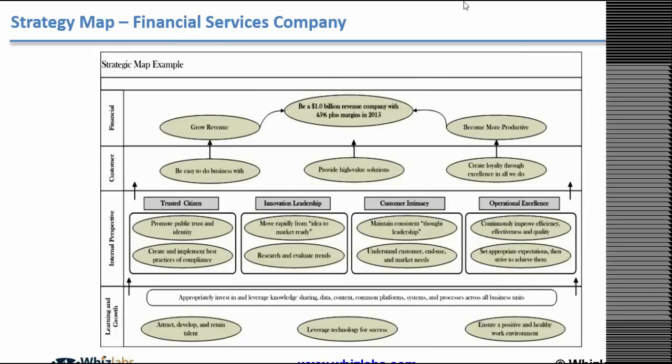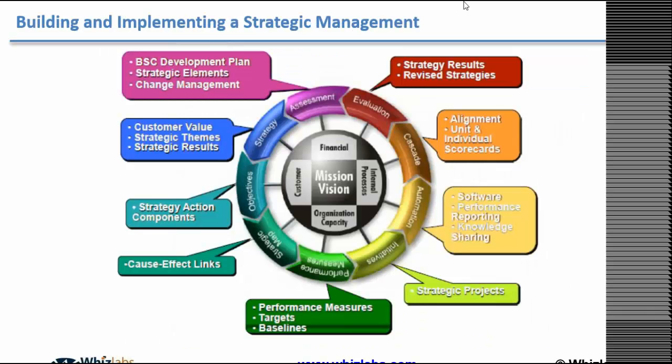categorized together. When you look at the internal perspective, we have objectives that tie to being a trusted citizen, being innovative in leadership, customer intimacy, operational excellence, and then customer, et cetera. Now, this actual strategic map was a lot fuller than that, but I just wanted to give you an example to show you exactly what I was talking about.